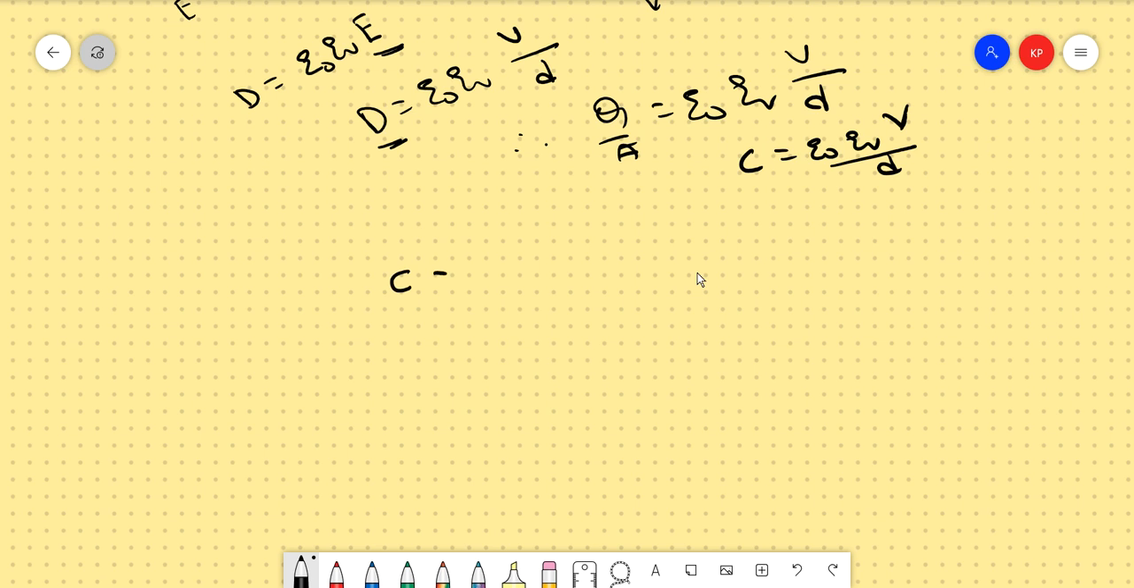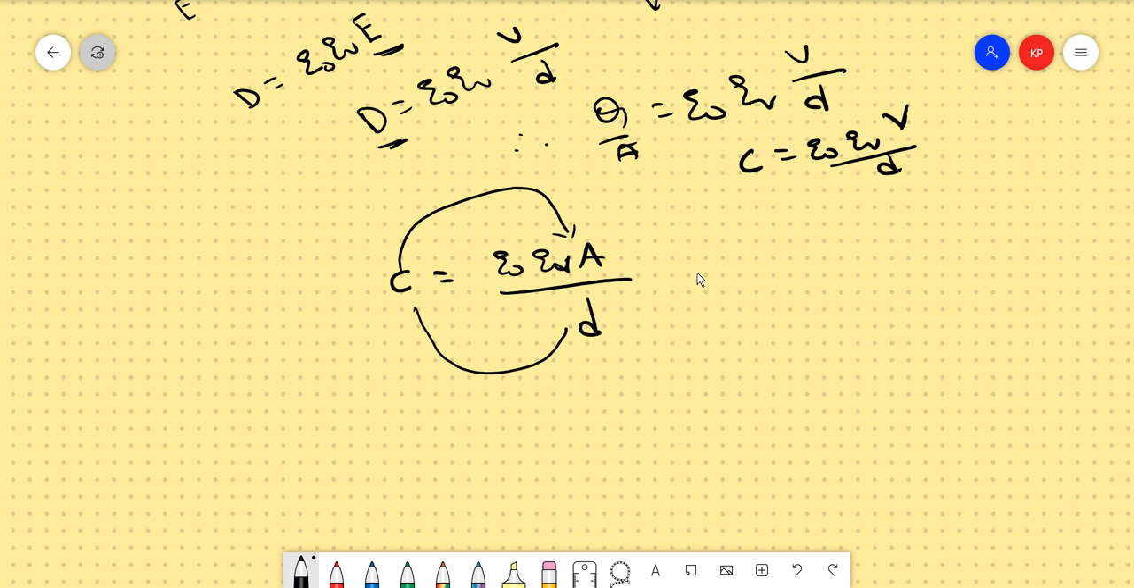So we can write finally C is equal to epsilon naught epsilon r into A divided by D. So by this we can say that the capacitance of a capacitor is directly proportional to the area of the plates, inversely proportional to the distance between the plates, and directly proportional to the relative permittivity of the medium between the plates.